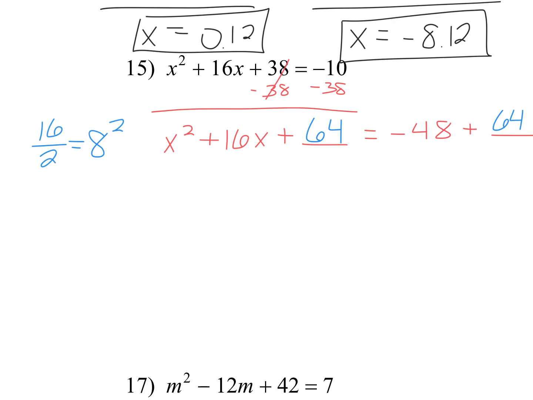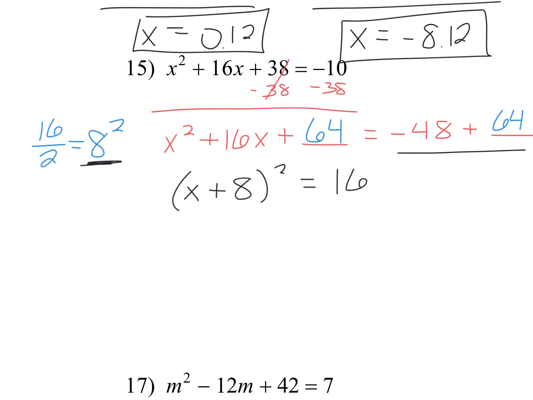Okay. Now we're writing it out as completing the square. I have x. What do I put with x? Yep, x plus 8. Remember, it always comes from this number. Squared equals what? Yep, add these together, we get 16. So now it's just solving like you did yesterday.